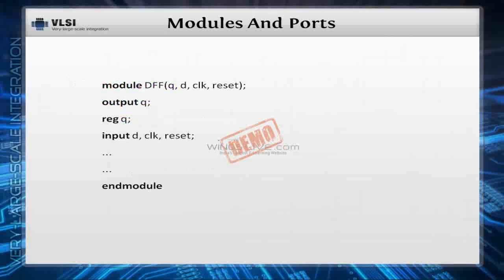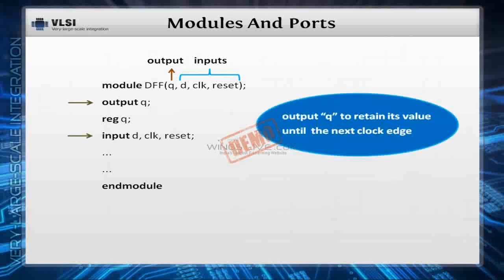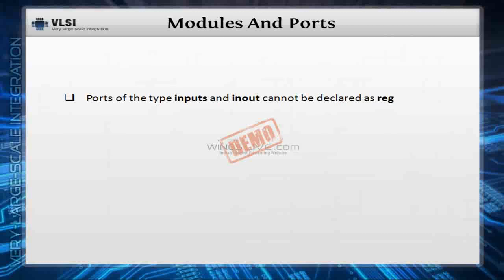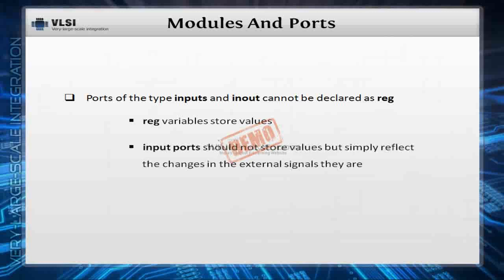And here we have the port declaration for DFF. For D flip-flop, we know that D, clock, and reset are inputs, and Q is output. Now, since we're using only 1 bit for inputs and outputs, we will declare them along with the keyword input and output. We want the output Q to retain its value until the next clock edge. We declare it as reg Q. Here, note that ports of the type inputs and in-out cannot be declared as reg because reg variables store values, and input ports should not store values, but simply reflect the changes in the external signals they are connected to.